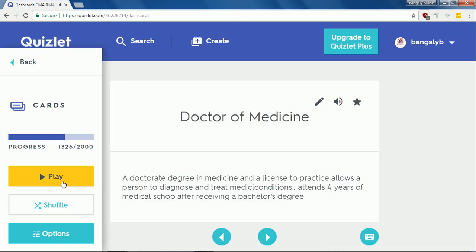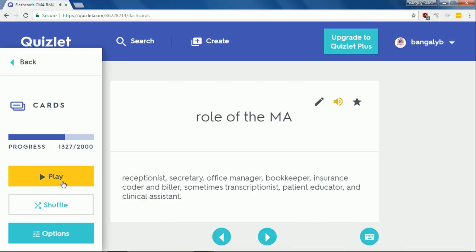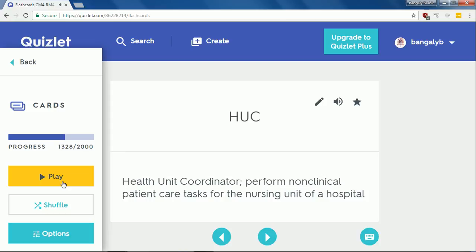MD, Doctor of Medicine. A doctorate degree in medicine and a license to practice allows a person to diagnose and treat medical conditions, attends 4 years of medical school after receiving a bachelor's degree. Role of the MA: receptionist, secretary, office manager, bookkeeper, insurance coder and biller, sometimes transcriptionist, patient educator, and clinical assistant. HUC, Health Unit Coordinator, performs non-clinical patient care tasks for the nursing unit of a hospital.